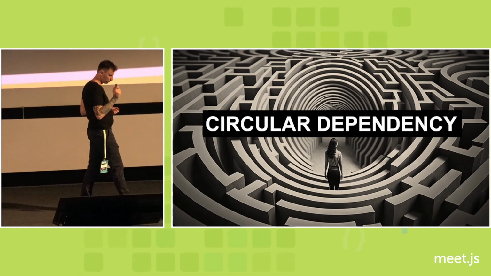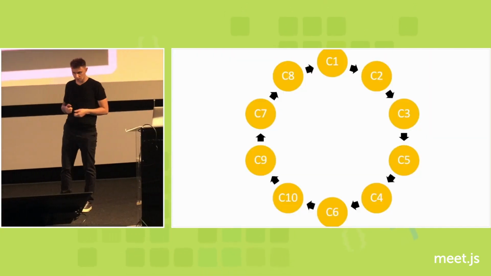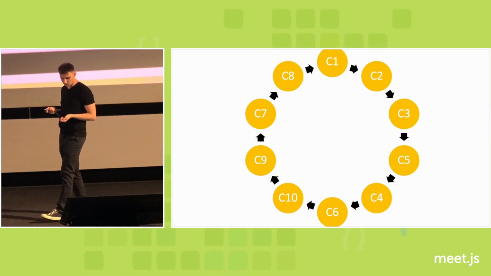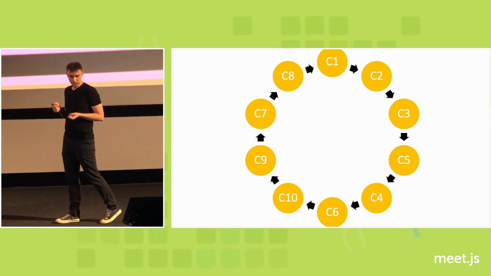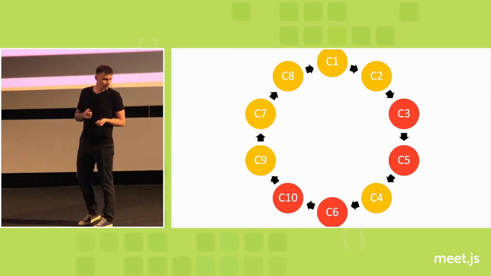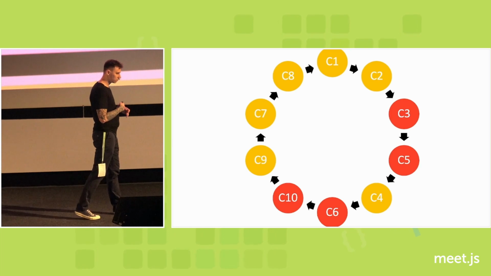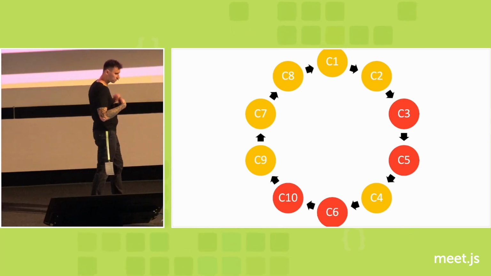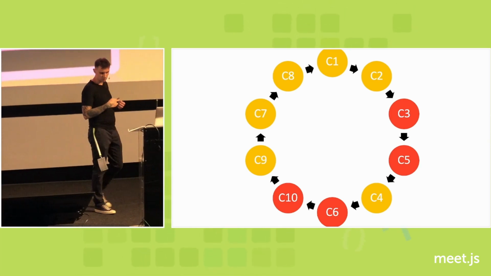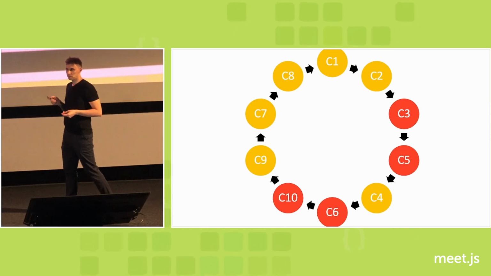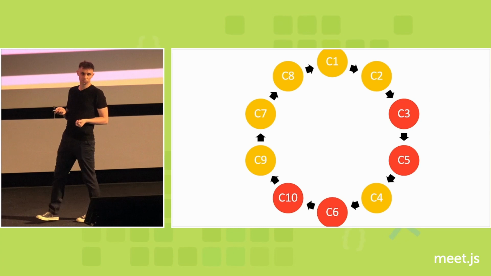But let me show you something more complex. We have a circle, but some of you may have already seen this, but the relations are in a different order. And the more small libraries we have, the harder it will be to find those circular dependencies. So, how could we solve this?